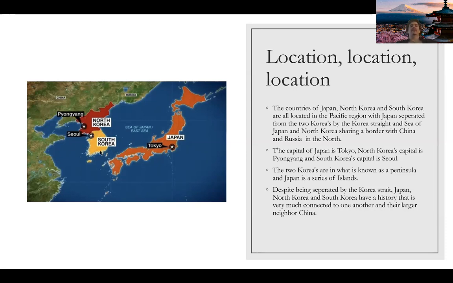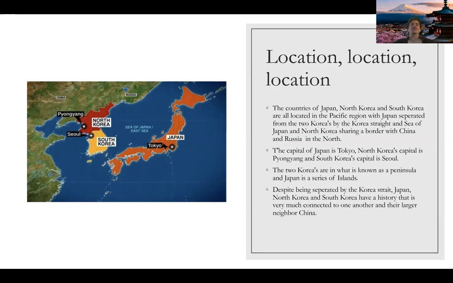Okay, so that is what makes this a peninsula, and it has both the Koreas on it, so it's known as the Korean Peninsula. Now, South Korea shares a border with North Korea. North Korea, however, shares a border with China and Russia. While South Korea has just one border with North Korea, Japan doesn't have any physical borders.